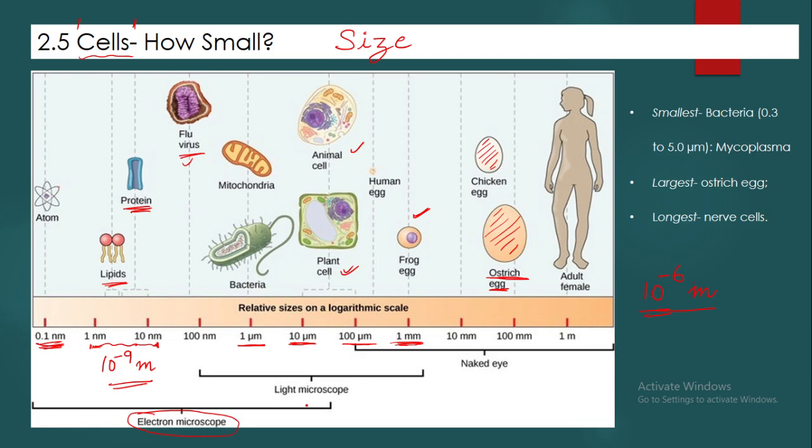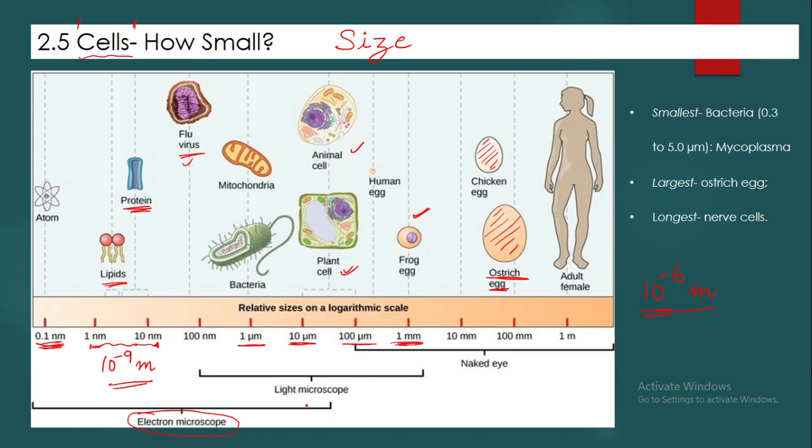Here are some GK type of questions. The smallest bacteria is Mycoplasma. If the question is which is the smallest cell, it is a bacterium called Mycoplasma. The largest cell is the ostrich egg, and the longest cells are the nerve cells.